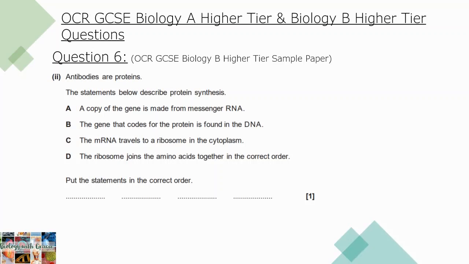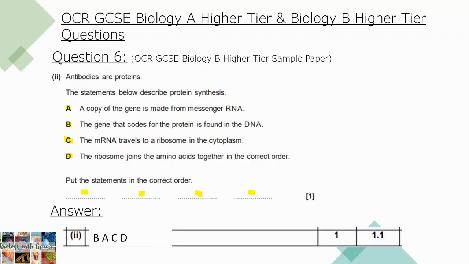So let's have a look at B. So B is the gene that codes the protein is found in the DNA. So we know that that is the first stage of protein synthesis and the first part of transcription, so that's going to go here. Then we've got A, a copy of the gene is made from messenger RNA, so this occurs second in transcription. And then we move on to translation, where the mRNA travels to a ribosome in the cytoplasm, so we know that comes next, so C is here. And then finally D, the final stage of translation and protein synthesis, is the ribosome joining the amino acids together in the correct order, so D is going to come here. So you can see our answer there. So B, A, C, D.